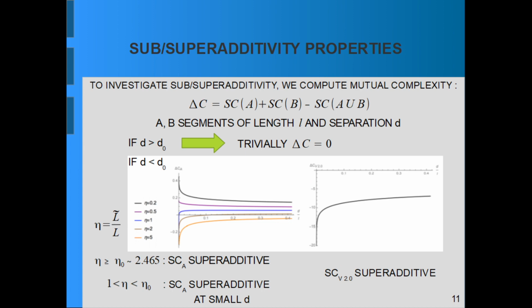We can do this by considering mutual complexity, defined as the sum of subregion complexity for two regions, A and B, minus subregion complexity of the union of these two regions. By using the single segment results and the two segments one, we can see that if the distance between the two segments is greater than the critical one, subregion complexity trivially saturates superadditivity, while if the distance is less than the critical one, the spacetime volume is superadditive at all distances, while the behavior of the action depends on the value of the arbitrary length scale L tilde. In particular, the action is superadditive for all distances only at large L tilde, as we can see here in the plot on the left.